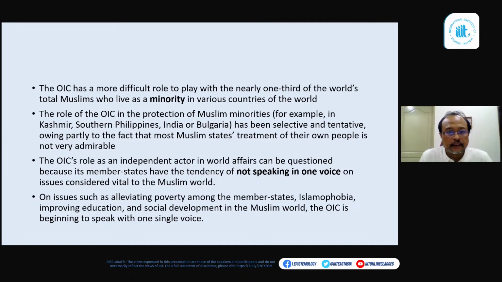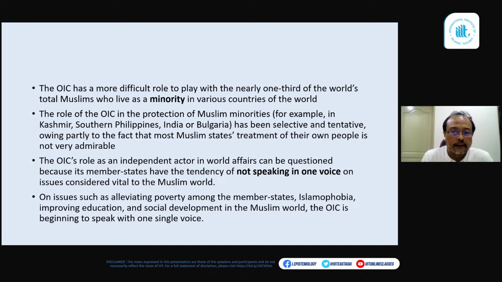The OIC still cannot speak in one voice, and this is part of the consequences of the nation-state system, because nation-states seem to have their own interests, and primary among them is their own survival. So because of these complexities, it is of course difficult for them to speak in one voice.